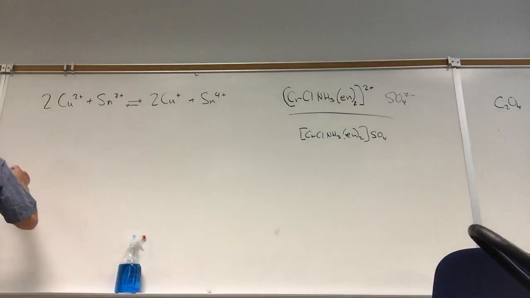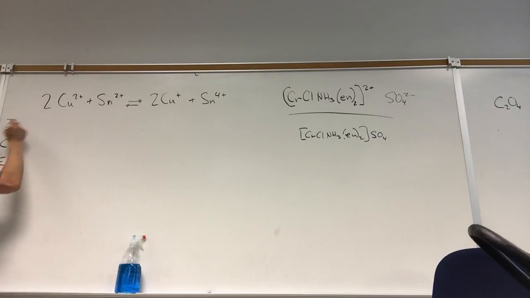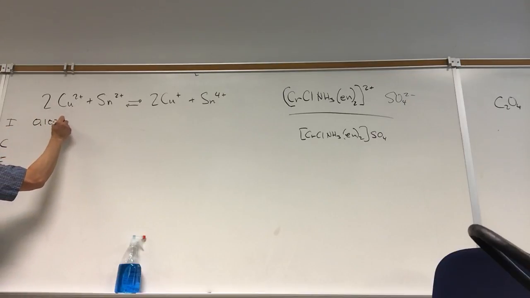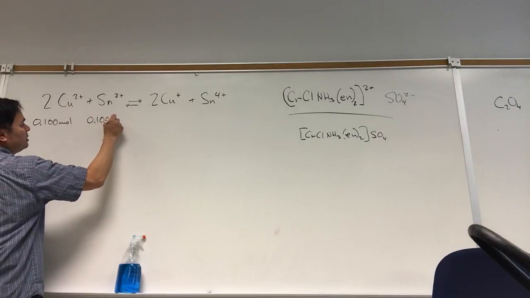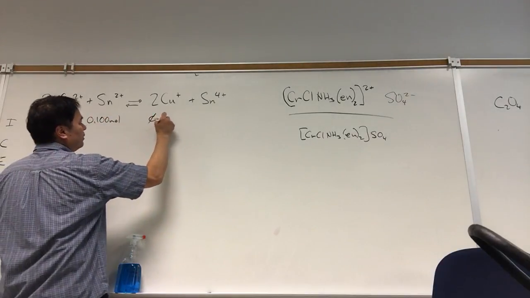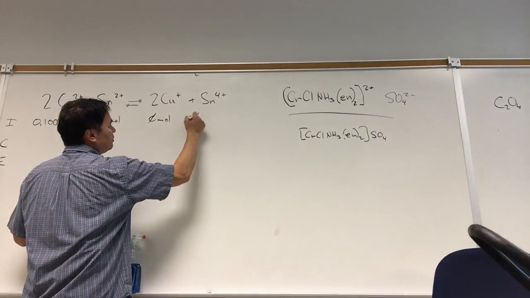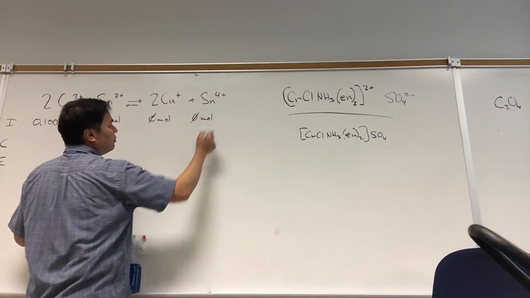And so what I'm going to do is set this up as an ICE table. I stands for initial. Initially we have 0.100 moles of copper 2, 0.100 moles of tin 2, 0 moles of copper 1, and 0 moles of tin 4.